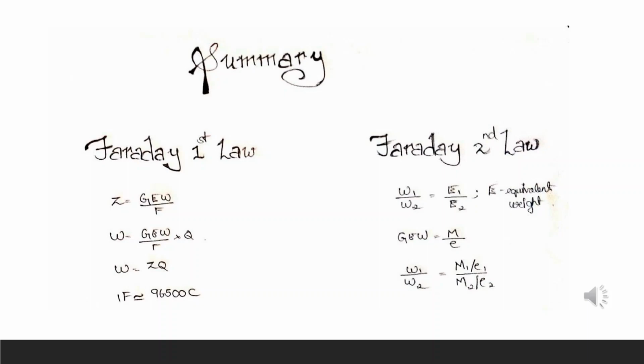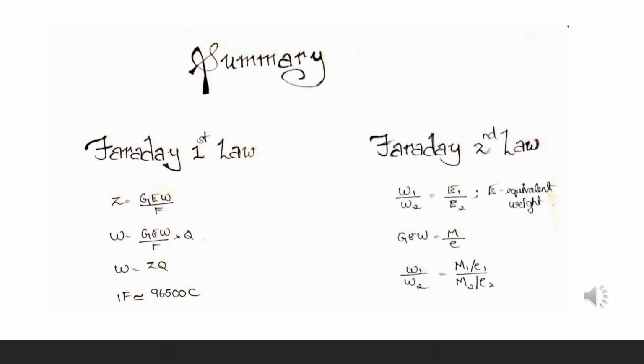So let us recall what we have discussed in this topic. We have discussed Faraday's first law and Faraday's second law. In Faraday's first law, we have seen that Z equals gram equivalent weight by Faraday, and W equals gram equivalent weight by Faraday into Q, and we can also write W equals Z into Q, and the value of 1 Faraday is approximately 96,500 coulombs.